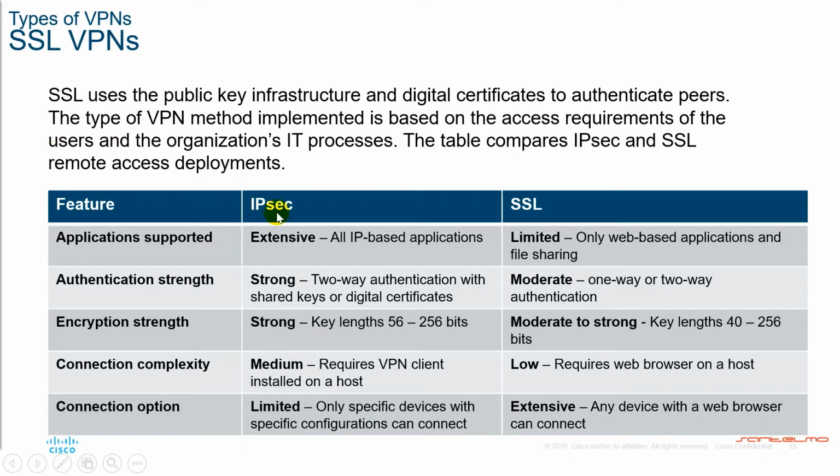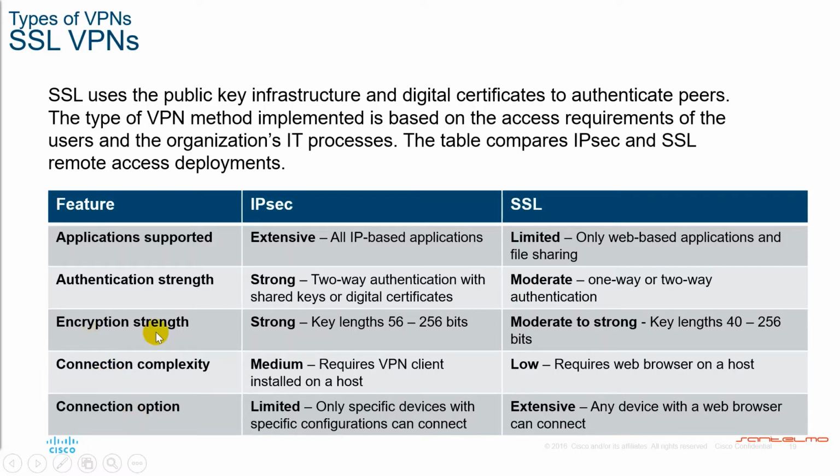The table here compares IPsec and SSL remote access deployments, considering the application support, authentication strength, encryption strength, connection complexity, and connection option. When we're talking about application support, IPsec is extensive, supporting all IP-based applications, compared to SSL, which is limited to only web-based applications and file sharing. When it comes to authentication strength, IPsec is strong, using two-way authentication with shared keys or digital certificates, whereas SSL is moderate, with one-way or two-way authentication.